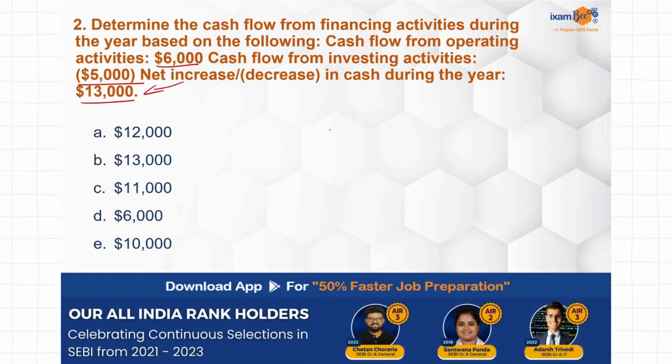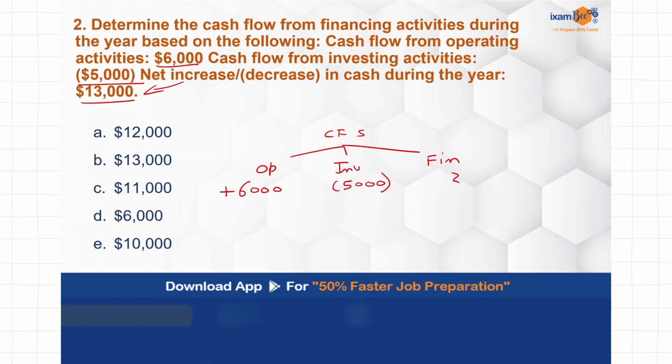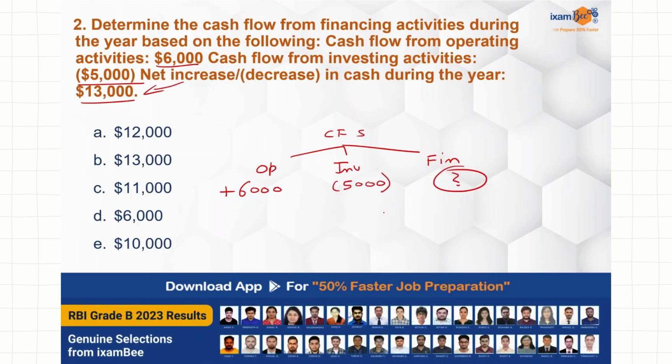We know that the cash flow statement is prepared considering three activities. First one is the operating activity. Second one is the investing activity. And the last one is financing activity. So in this question, the operating activity cash flow is given as 6,000 positive. Investing activity cash flow is also given, which is negative 5,000. This is a cash outflow. And we need to find out the cash flow from financing activity.